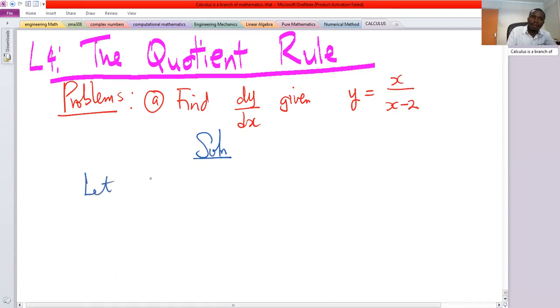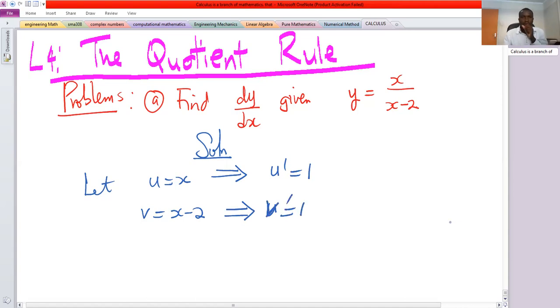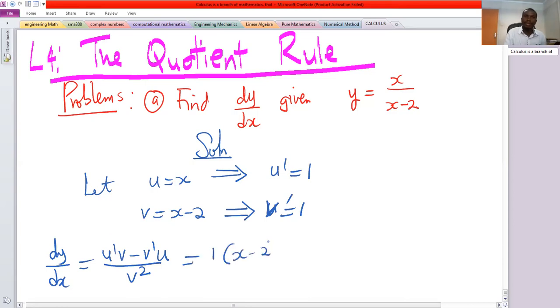We let u be x and v be the denominator x minus 2. So this implies u prime is 1, and this implies v prime is also 1. So dy/dx is u prime v minus v prime u divided by v squared, which will be 1 into x minus 2 minus 1 into x, divided by (x minus 2) squared.